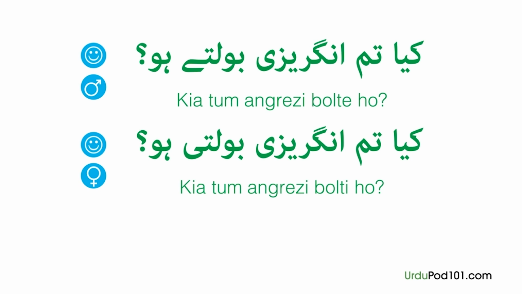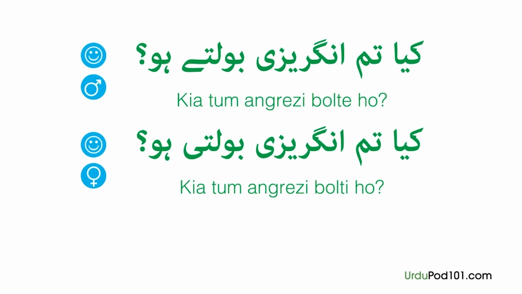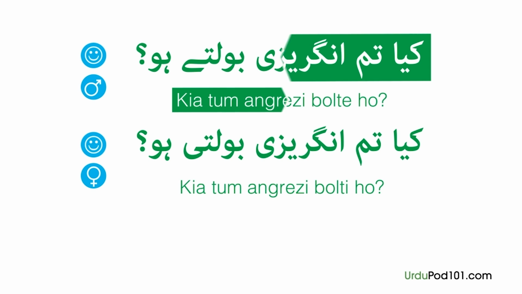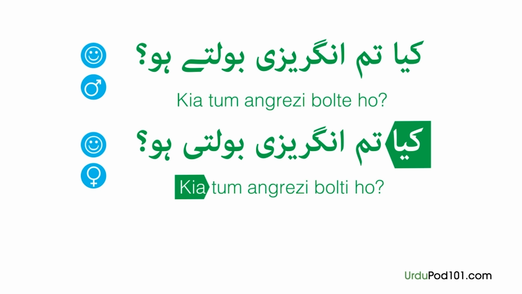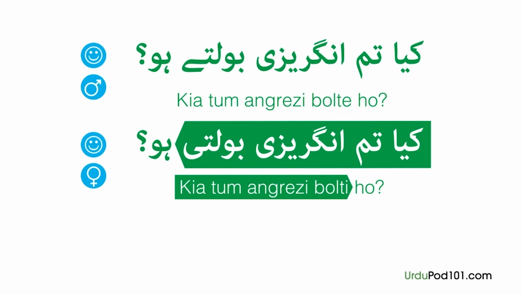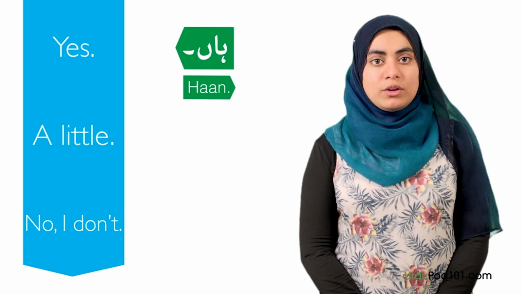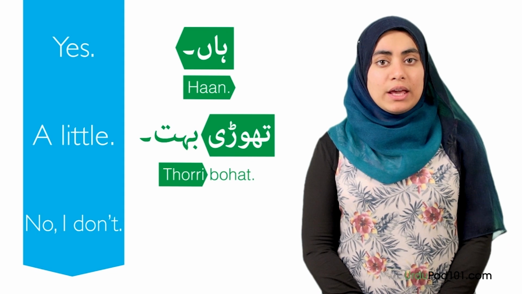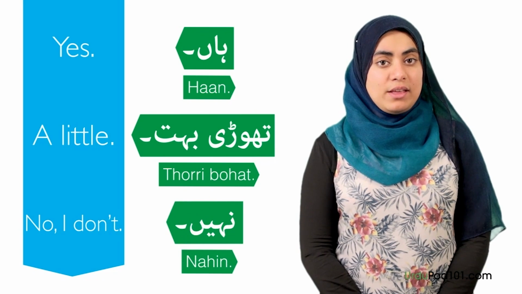When speaking to younger people, it's acceptable to use this informal form, in which case you will say, क्या तुम अंग्रेजी बोलते हो? To ask a young man or a boy, क्या तुम अंग्रेजी बोलते हो? And when you're asking a young woman or a girl, you will say, क्या तुम अंग्रेजी बोलती हो? The responses you will receive could be one of these three. हाँ, yes. थोड़ी बहुत, a little. नहीं, no, I don't.